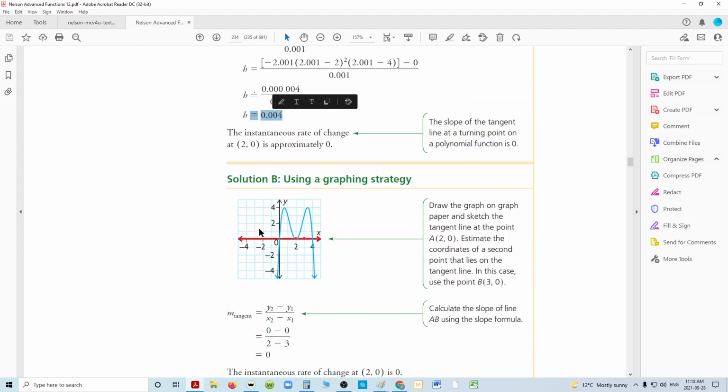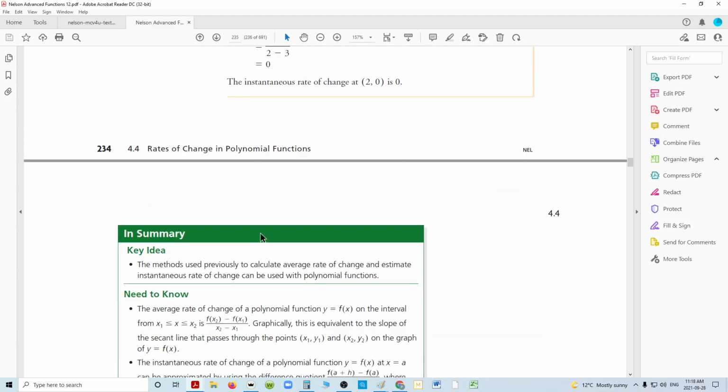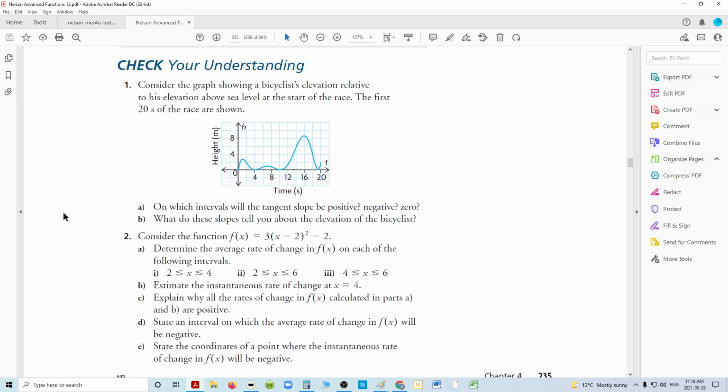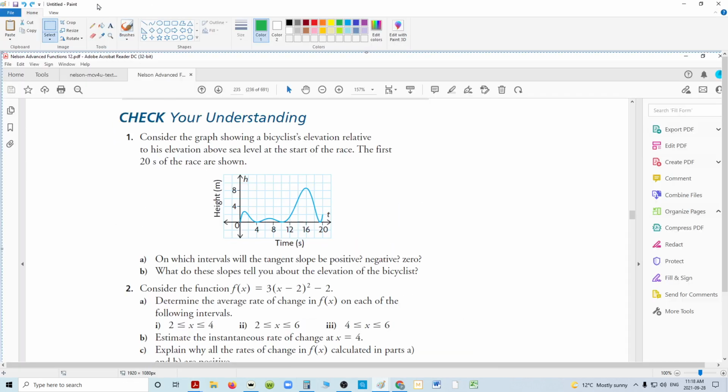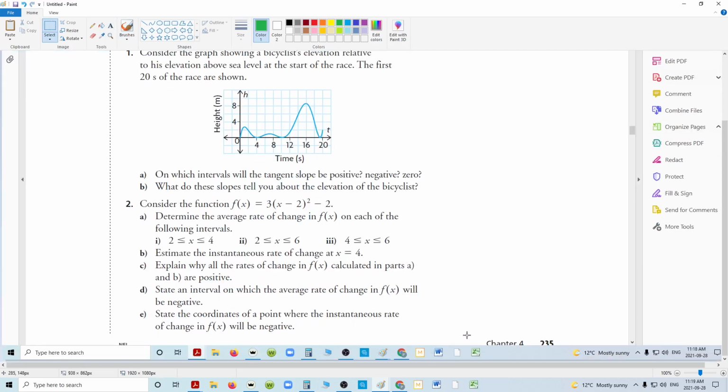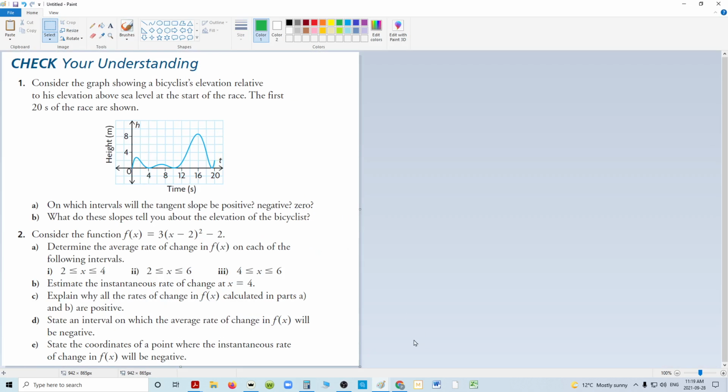Then they will run you through how to do instantaneous rate of change again. Okay, let's go to the questions. If you don't remember how to do instantaneous rate of change, pull up YouTube and just say, how do I do instantaneous rate of change? And there will be an excellent person to walk you through it.